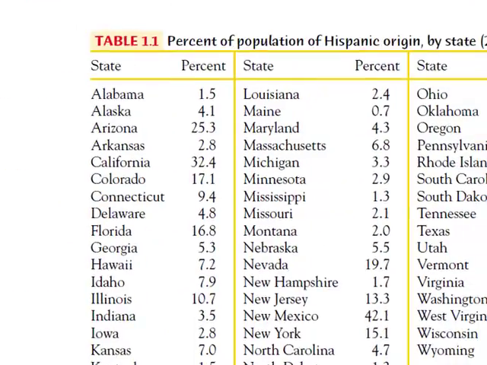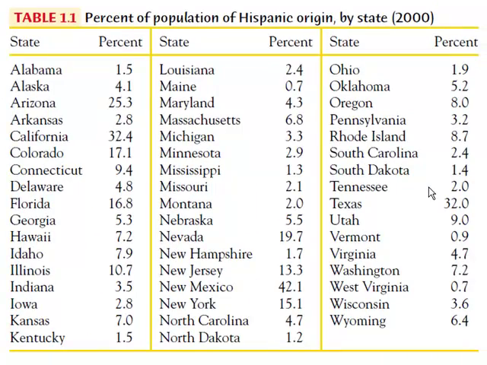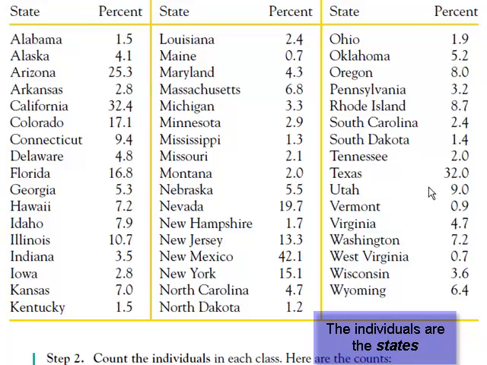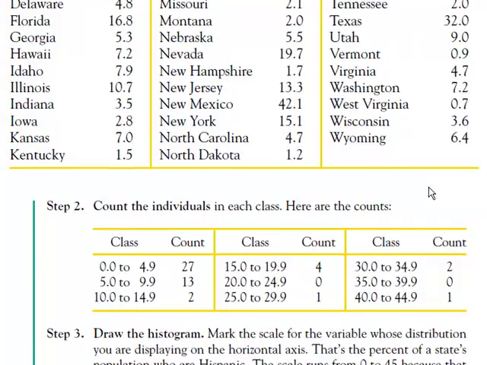Here. So the individuals we're saying are the states, and with each state we're talking about a variable being the percent of Hispanics in that state. So, okay, the individuals are the states, and the variable is percent Hispanic. Okay, so let's see. What do they do here?